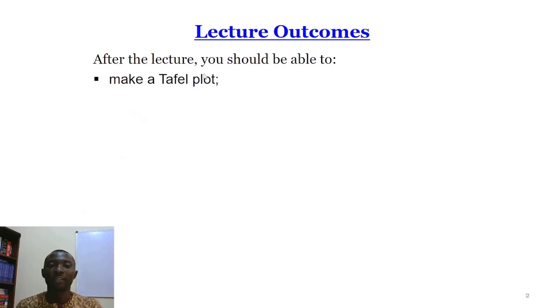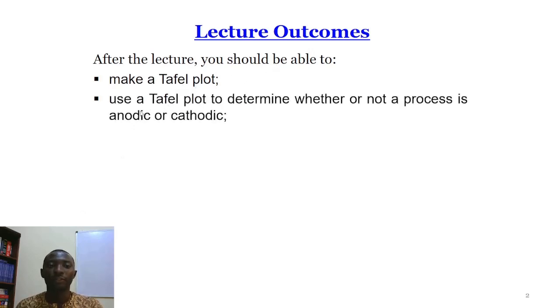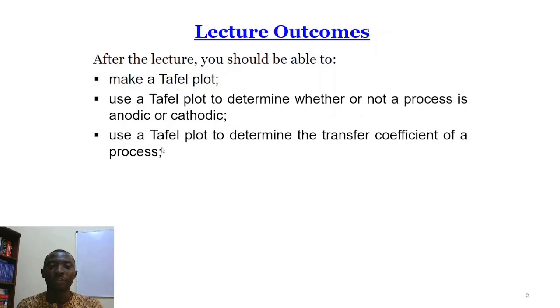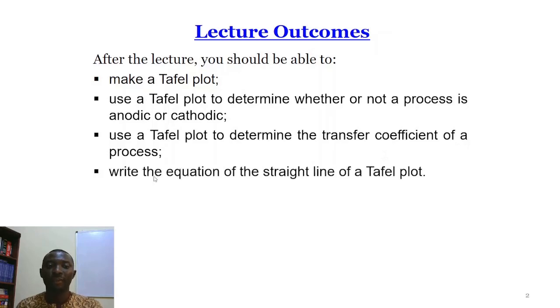After the lecture, I expect you to be able to make a Tafel plot. I expect you to use a Tafel plot to determine whether or not a process is anodic or cathodic. I expect you to use a Tafel plot to determine the transfer coefficient of a process. I expect you to be able to write the equation of the straight line of a Tafel plot.